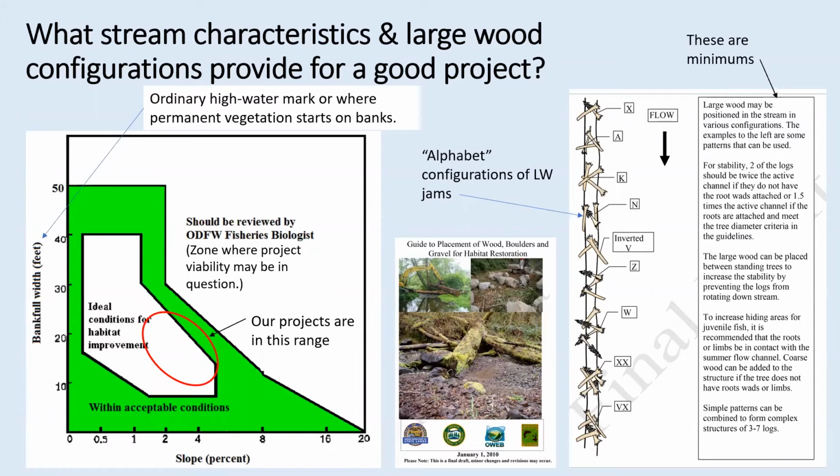And generally, you want to have logs that are at least 1.5 to 2 times the width of your creek. And you want to try to place wood between standing trees, as I'll show shortly. Simple patterns can be formed as shown here. You generally want to use at least between 3 to 7 logs in any particular log jam.